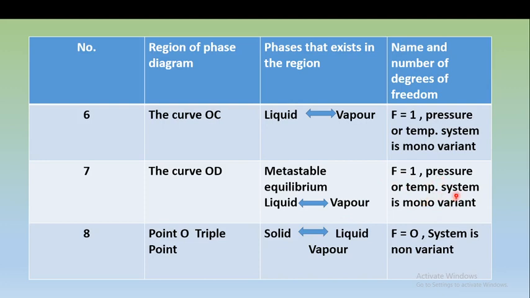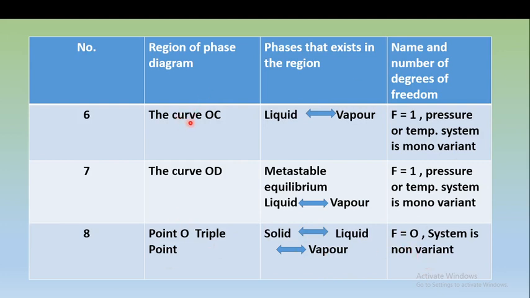And the last one, that is the triple point O, and in which what happens? Solid is in equilibrium with liquid, which is in equilibrium with vapor. So these three phases are in equilibrium with each other, and at a triple point the system is always non-variant, that is F is equal to 0, means the system is non-variant. So in this way we have studied the water system.